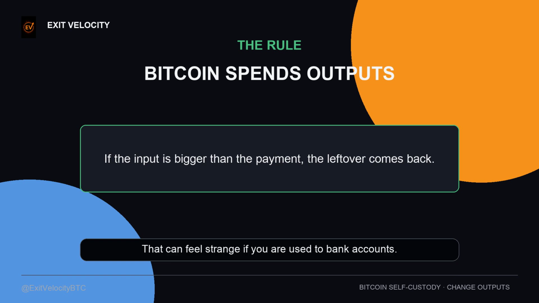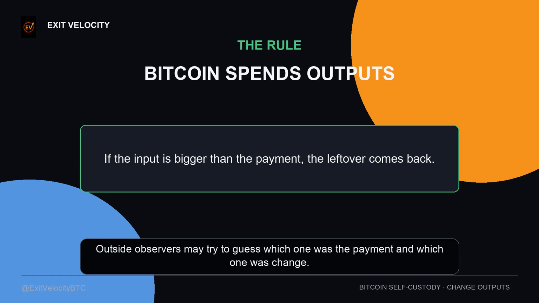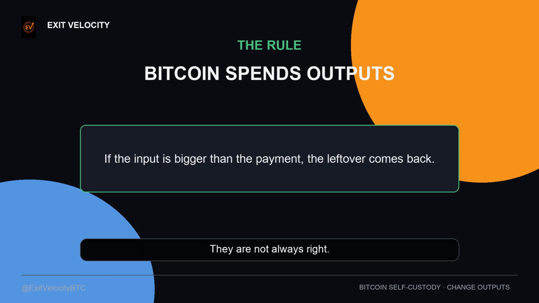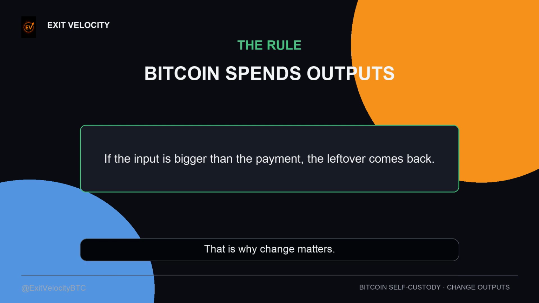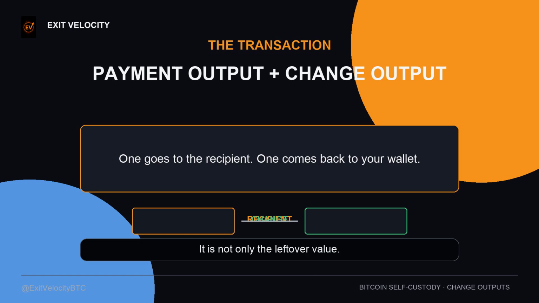The second output is not a mysterious incoming payment. It is not a rebate. It is not new Bitcoin. It is your own leftover value, represented as a new spendable piece. If you do not understand that, you can make two mistakes. The first mistake is psychological. You may think, why did my wallet receive money after I paid someone? That can feel strange if you are used to bank accounts. But in Bitcoin, it is normal.